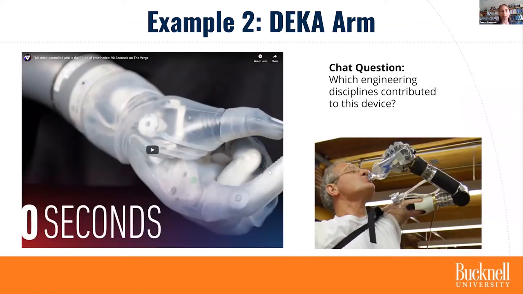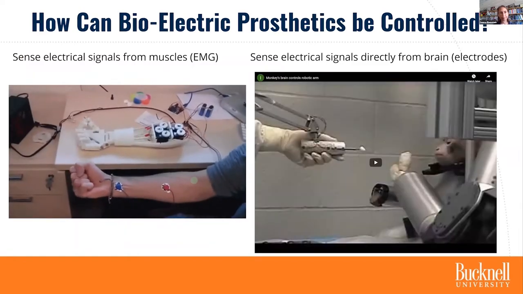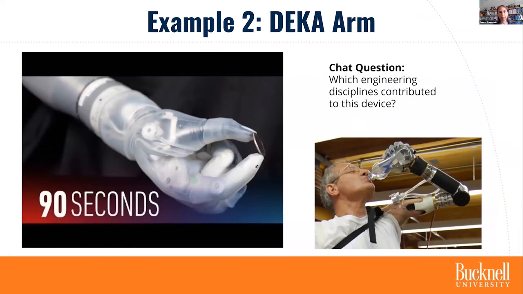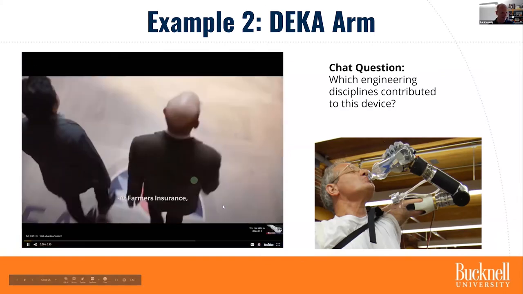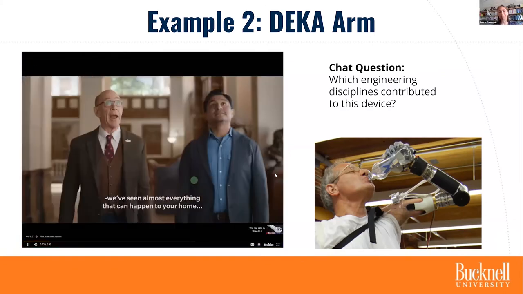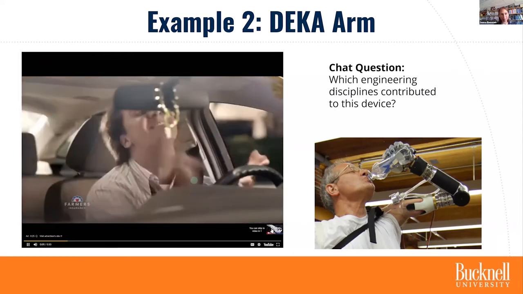Now we'll move on to the next one, which is the DEKA arm. This is one of the most advanced arms now that was funded by DARPA, which is a funding agency for the military for people who are injured in the war. Shoot. Hold on. It skips ahead when I try and play it. There we go.